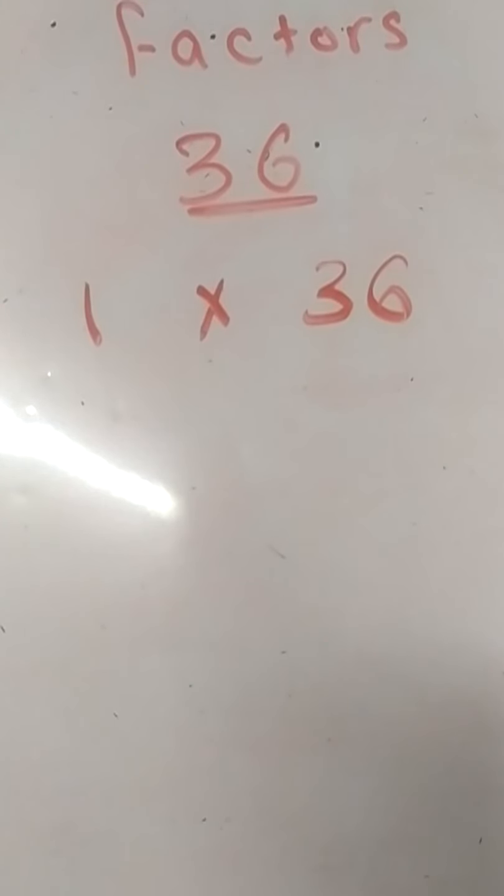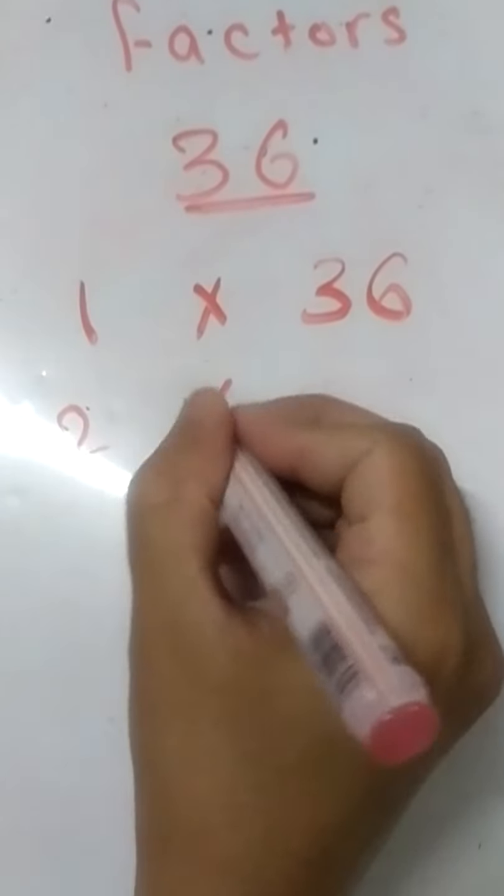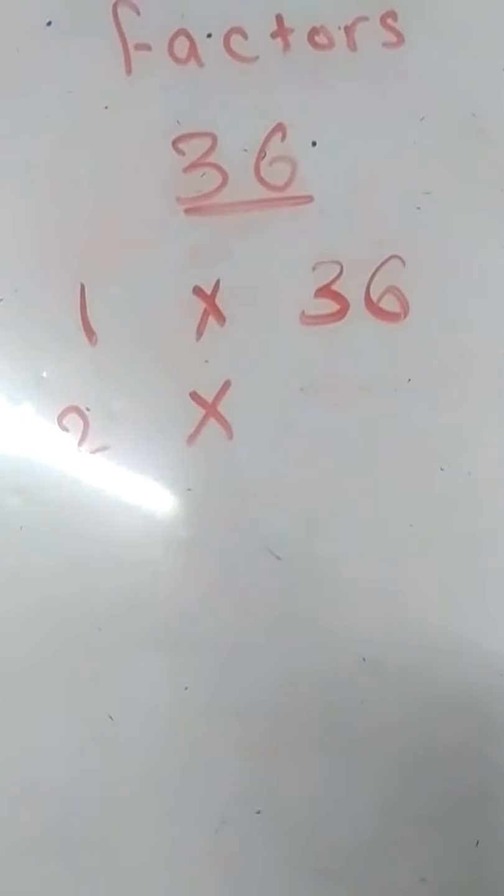And then I'll use divisibility to help me get all the factors of 36. So I'll ask myself, is 36 divisible by 2 or not? I know that any even number is divisible by 2. So 36 is even, it's going to be divisible by 2. So I write here 2 times, but I don't know 2 times what gives me 36.